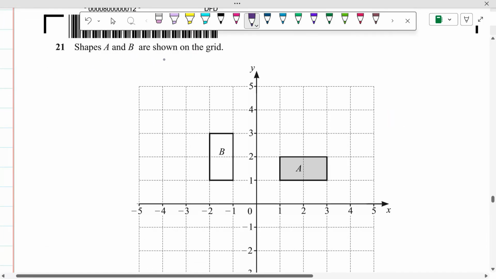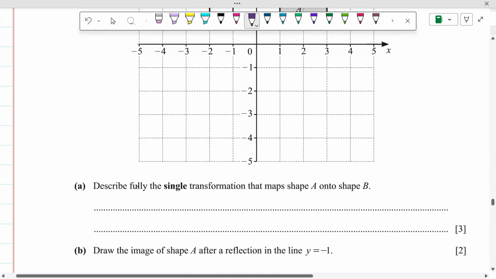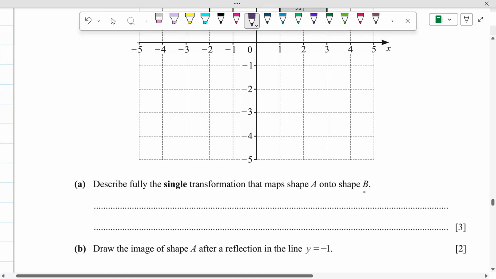Question number 21. Shapes A and B are shown on the grid. This is the shape A and this one is the shape B. Describe fully the single transformation that maps the shape A onto the shape B.